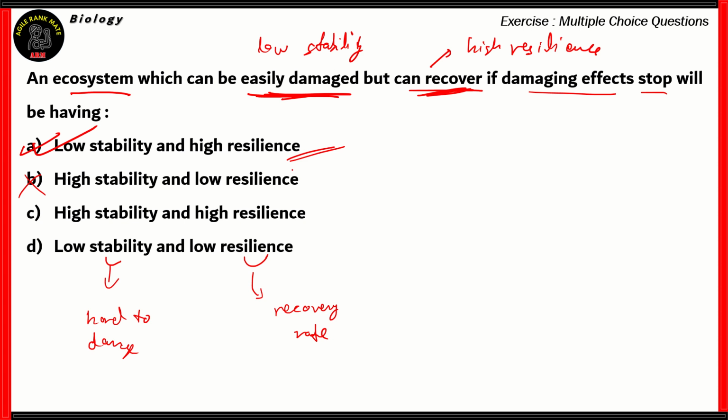If it was high stability and low resilience, it would be hard to damage, but does not recover as fast. And if it was high stability and high resilience, it would not be easily damaged. If it was low stability and low resilience, then it would not recover fast. So therefore, option A turns out to be the right option for this question.